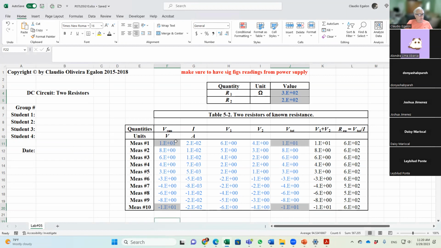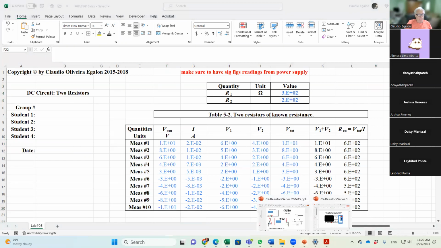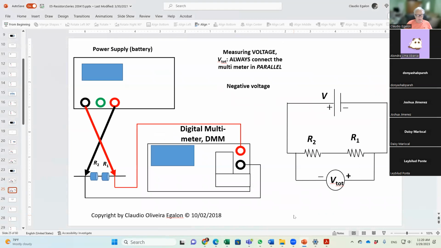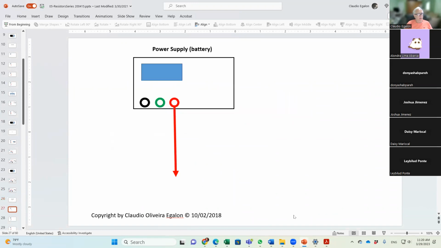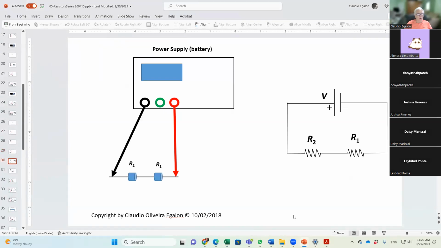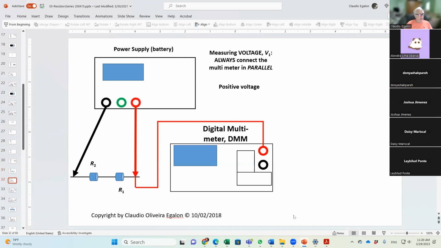Okay, so I measured the largest one and the lowest one, right? The largest positive voltage, the lowest positive voltage. And your device is going to read the negative voltage. Disconnect everything and start from scratch, measure V1. That's what I tell our students to do. You don't have to disconnect everything. All you have to do is move the voltmeter there if you're in a hurry.